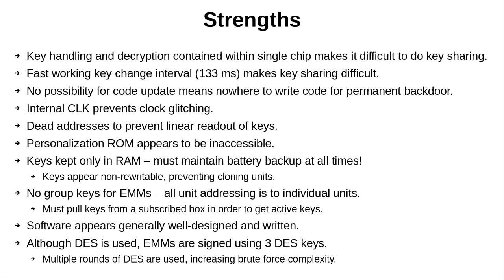And there are no group keys used for EMMs. All unit addressing is to individual units. So you have to pull keys from an actively subscribed box in order to get active keys. That said, if you have keys from a box that is subscribed to any channel, you will receive an EMM containing the category key, which is capable of decrypting all channels. So you don't need to have a subscription to all channels you want to decrypt, as long as you are authorized for at least one channel on the system.